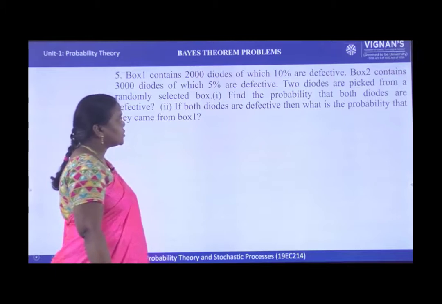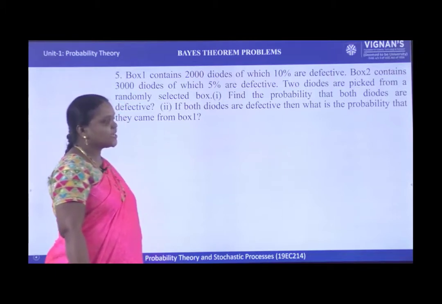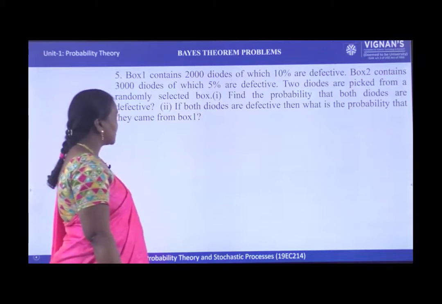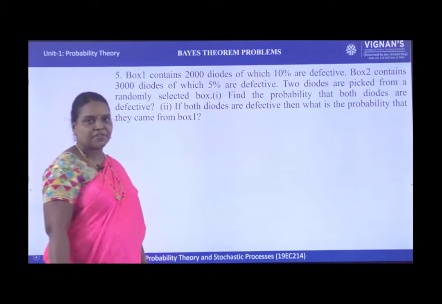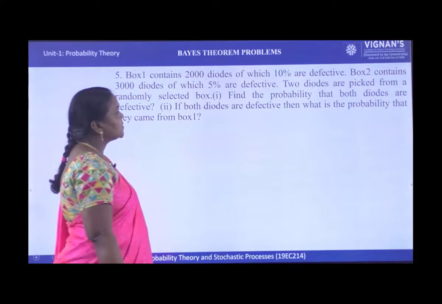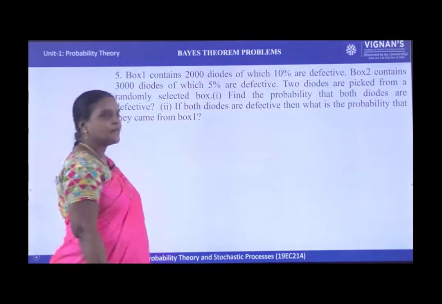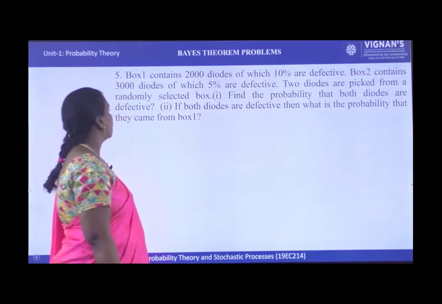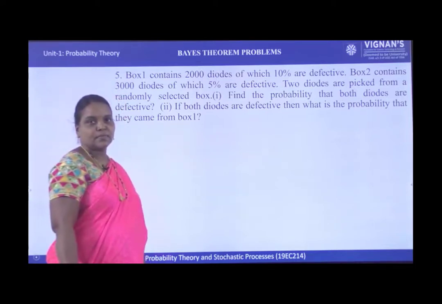Box 1 contains 2000 diodes, of which 10% are defective. Box 2 contains 3000 diodes, of which 5% are defective. 2 diodes are picked from a randomly selected box. Find the probability that both diodes are defective. Okay.